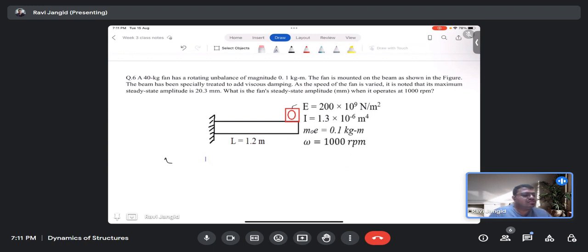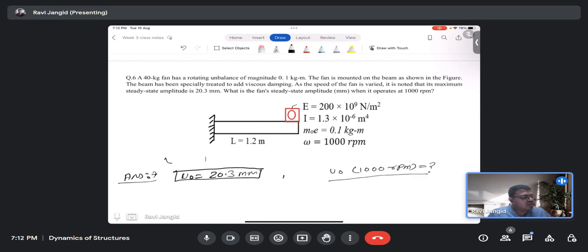So did you get the question? Anyone? Yeah, it is almost the same as the previous example. But in this question, you are given the maximum amplitude u naught, 20.3 mm, of this beam. So we need to find the u naught with respect to 1000 rpm.